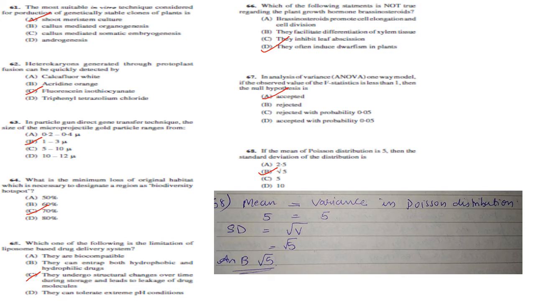Then in analysis of variance one-way model, it is observed that the value of the F statistic is less than 1. Then the null hypothesis is accepted. Answer is option A. Then if the mean of a Poisson distribution is 5, then the standard deviation of the distribution is? So in Poisson distribution, mean is equal to variance. So 5 is equal to 5. Standard deviation is square root of variance. So answer is root 5. Answer is option B.